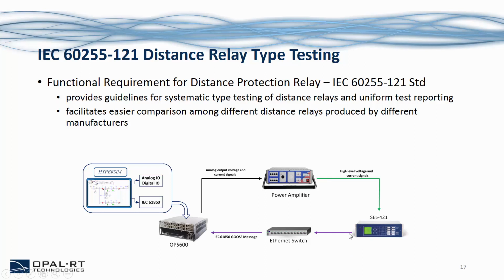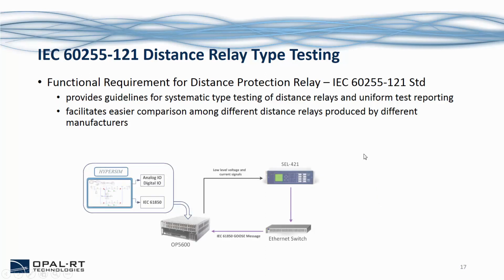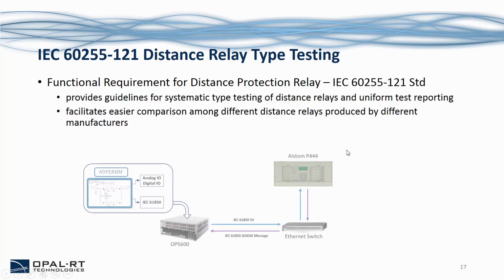For the trip signal to go back to the simulator, we could use either an IEC 61850 GOOSE message or a simple digital signal. If the relay under test features a low voltage interface, then we could directly connect from the simulator to the device under test. A third setup could be like what we do in this demo, using IEC 61850 sampled values instead of the analog signals.